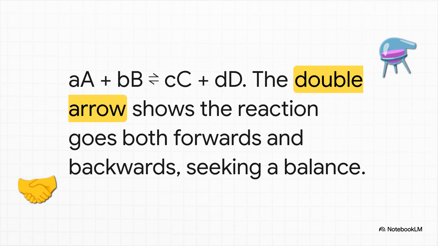Okay, so here's what it looks like in general terms. Now, don't let all the letters throw you off. The big A, B, C, and D are just placeholders for different chemicals. The little letters out front are just the balancing numbers you'd see in the equation. But the most important part, that double arrow in the middle. That's the universal sign that tells you, hey, this is a two-way street.